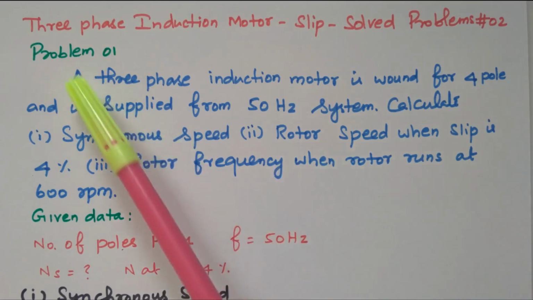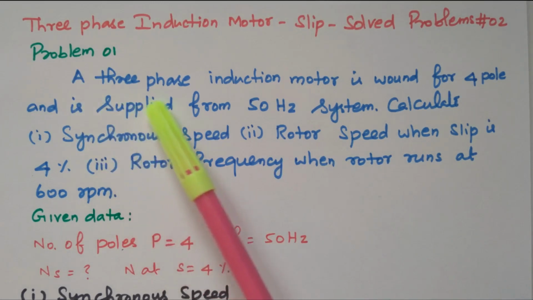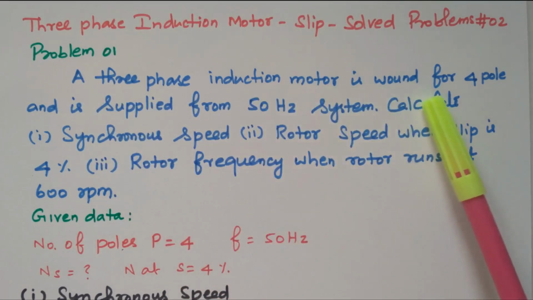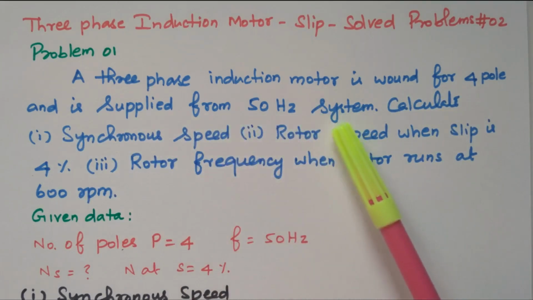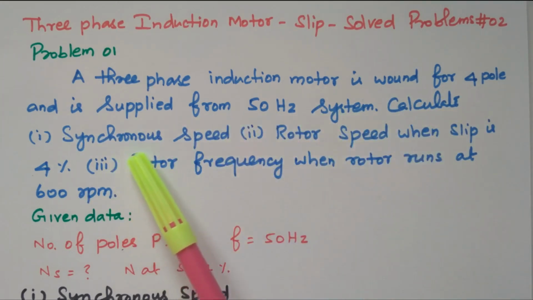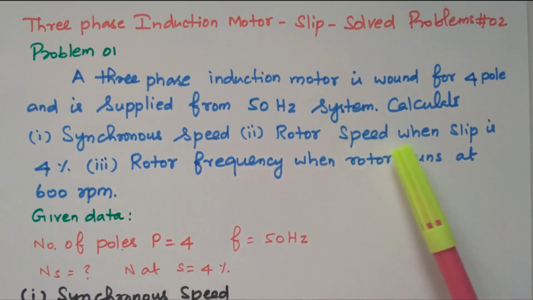Now we will go to the first problem. A 3-phase induction motor is wound for 4 pole and is supplied from a 50 Hz supply. Calculate the synchronous speed, the rotor speed when the slip is 4%, and the rotor frequency when the rotor runs at 600 rpm.